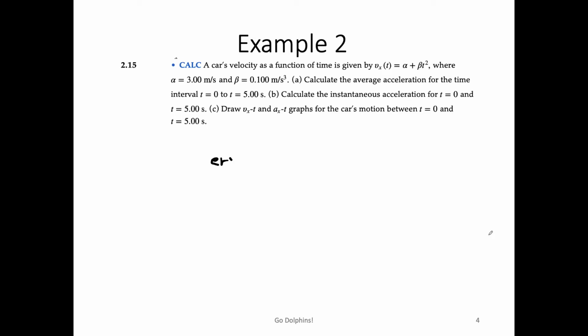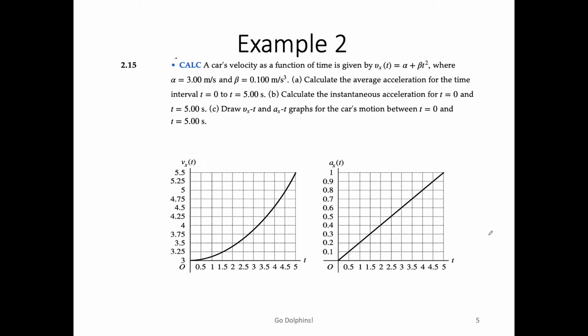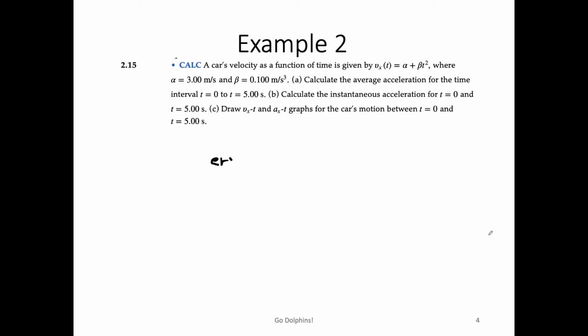Now we go to example 2. It gives us the velocity of a car as a function of t. Alpha and beta are constants: alpha is 3 meters per second, beta is 0.1 meters per second cubed. Now I want to find out the average acceleration from time t equals 0 to t equals 5 seconds.